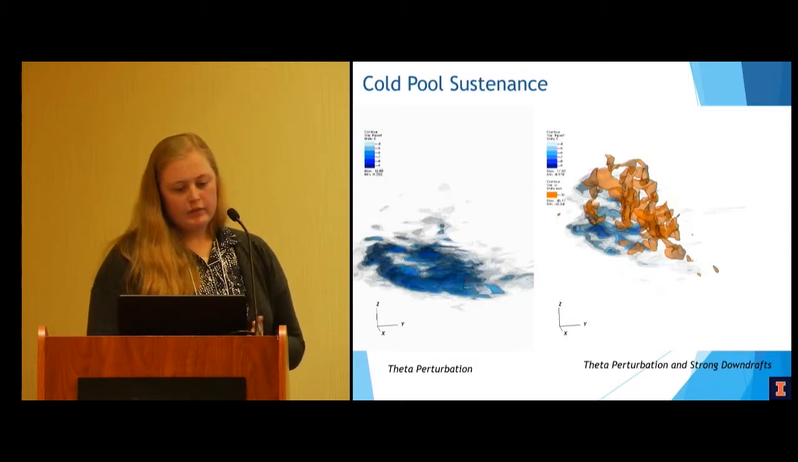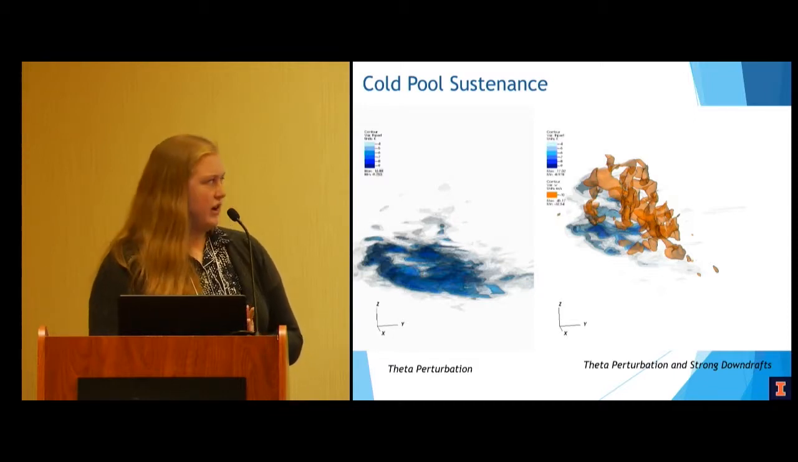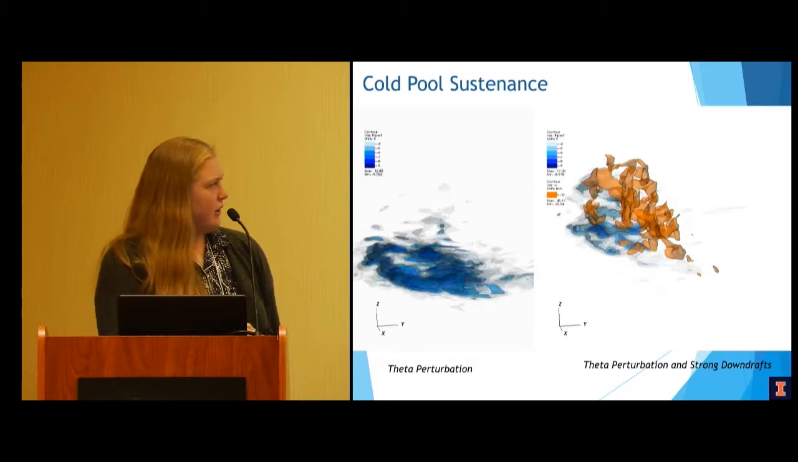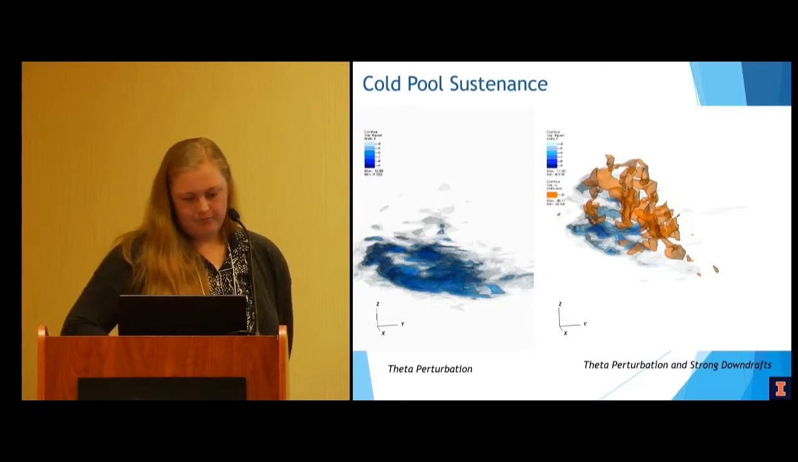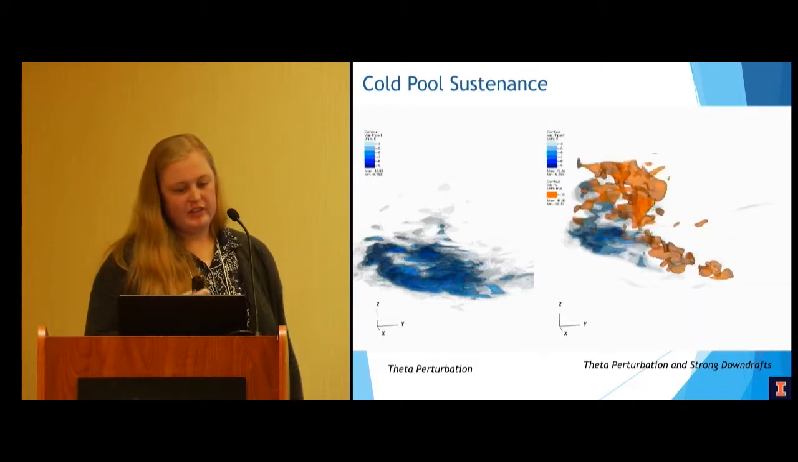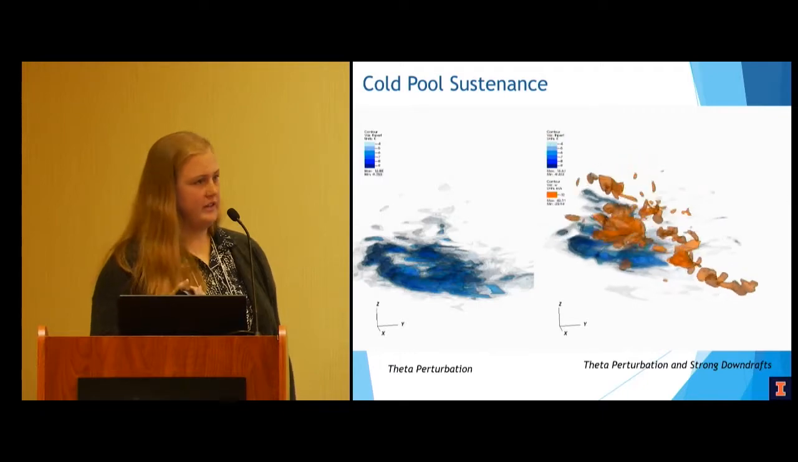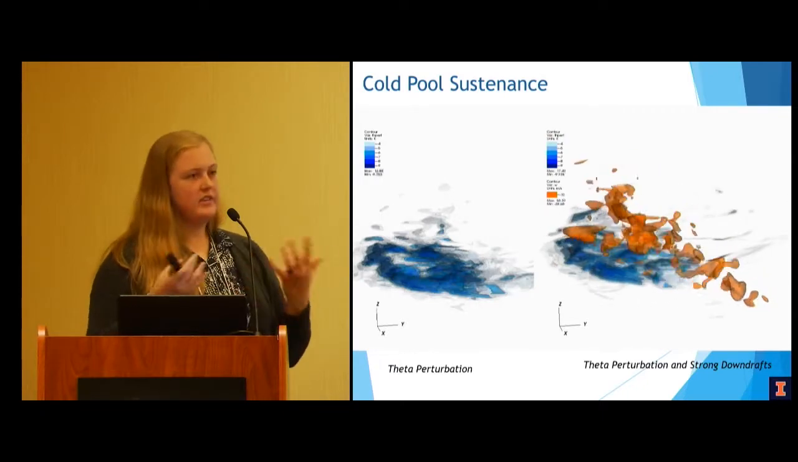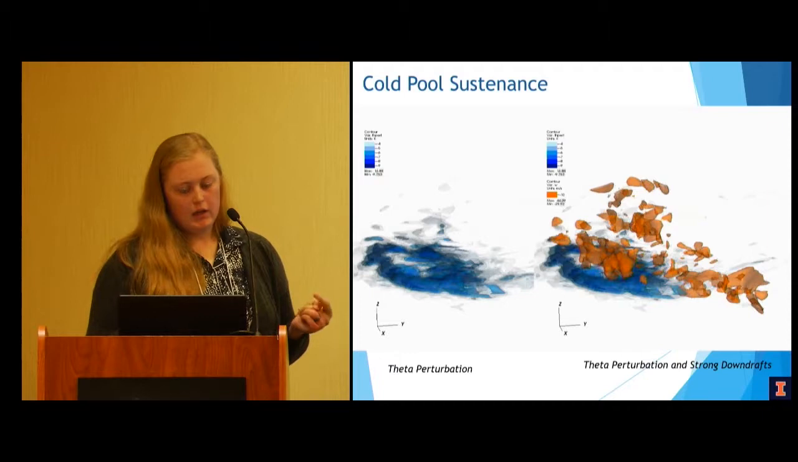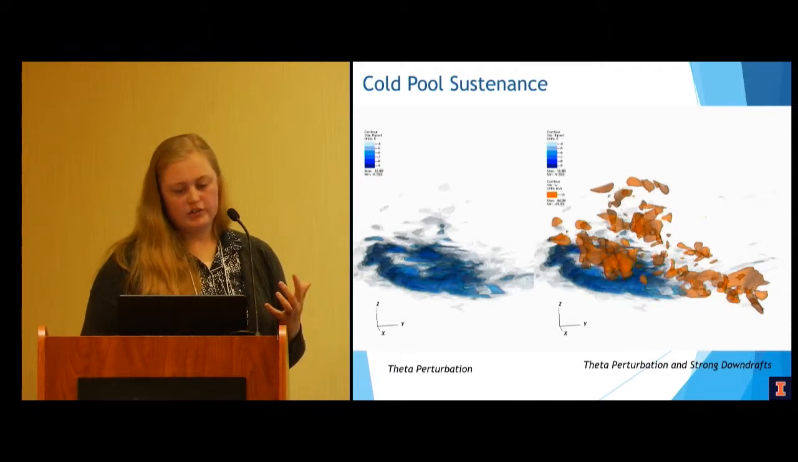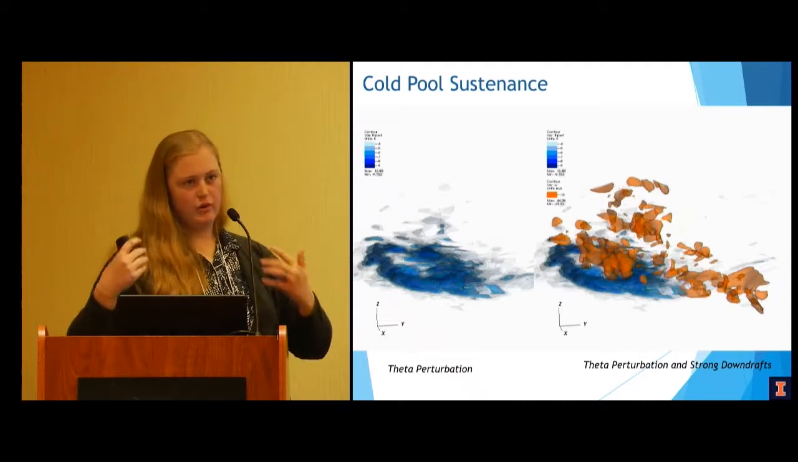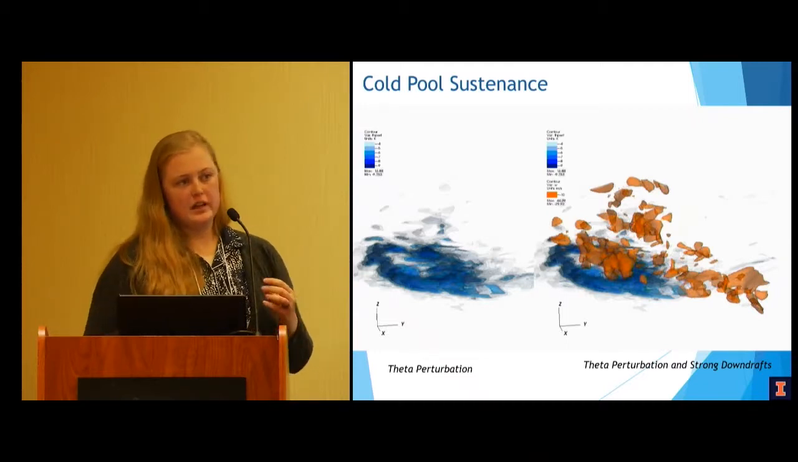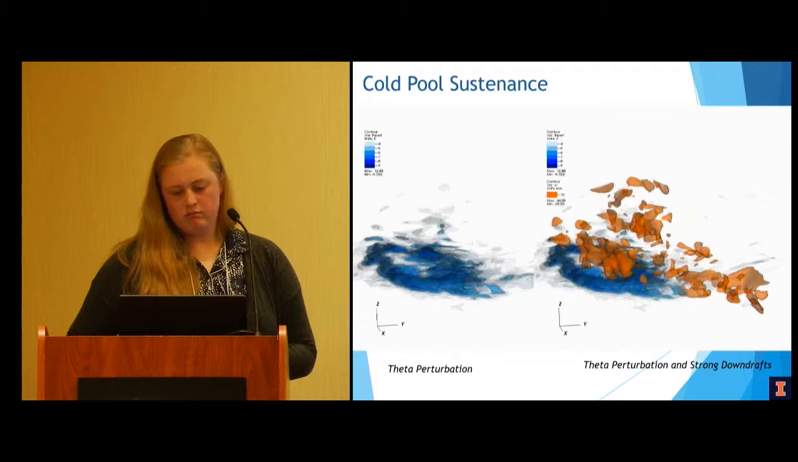Then if we look at the downdrafts plotted with it, this is the same plot on the right, but now we have the minus 10 meter per second downdrafts contoured in orange. We can also see that the downdrafts feeding into this cold pool are very transient. They're not always there. There's lots of them, all over the place. And so this makes it difficult to figure out how we're going to quantify the latent cooling within the downdrafts, because they are so transient.